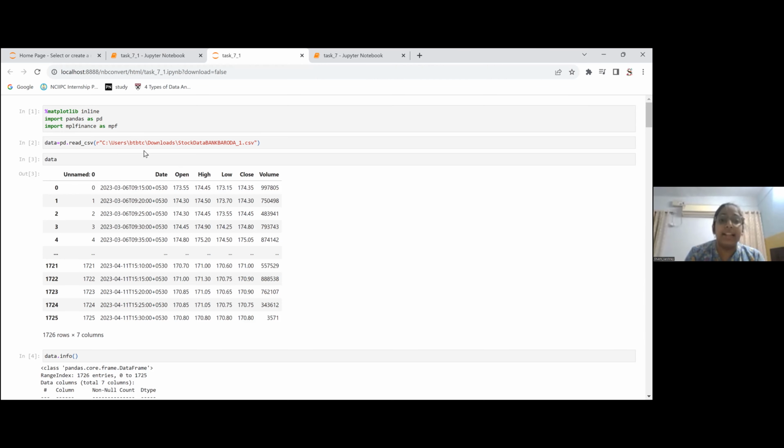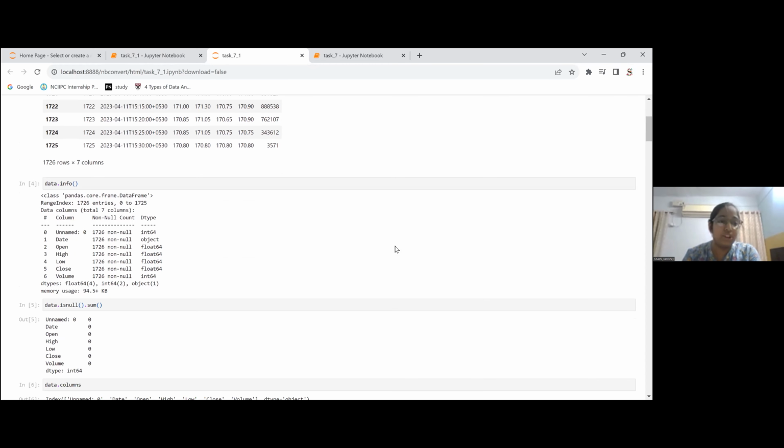Then I have read the file which was provided to me by Hackveda itself. Then I have printed the data, and here I can see what the columns are. There is one unnamed column followed by date, open, high, close, low, and volume. Date is well known, representing the date and time, followed by open, the price at which the stock opened, the high price it reached throughout that specific period of time, then the low price, followed by the closing price, and the volume represents the number of stocks being traded in that particular period.